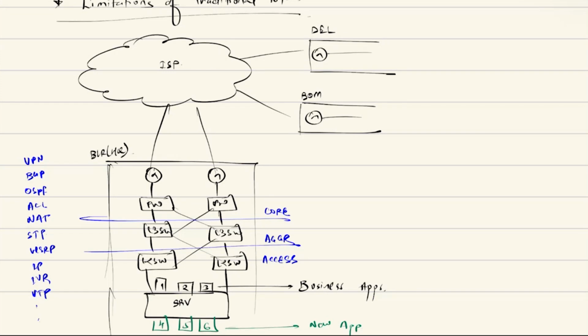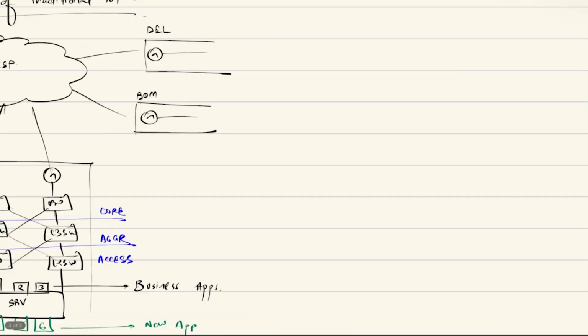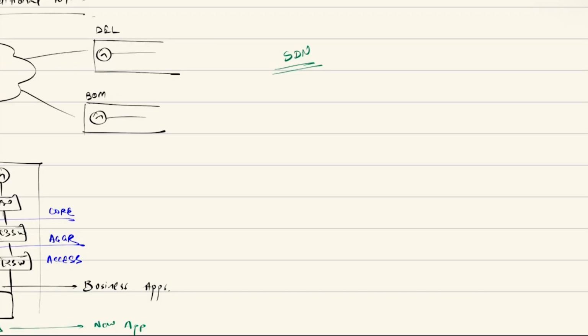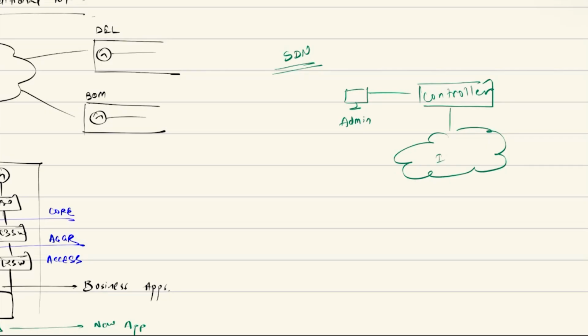And this is exactly where SDN, software defined networking, came into the picture. And SDN, with its very basic approach, changes the way networks are managed. What SDN does: let's say you have the admin machine. Now the admin machine is going to communicate with an SDN controller. And the controller, via ISP or directly, is going to manage the infrastructure.